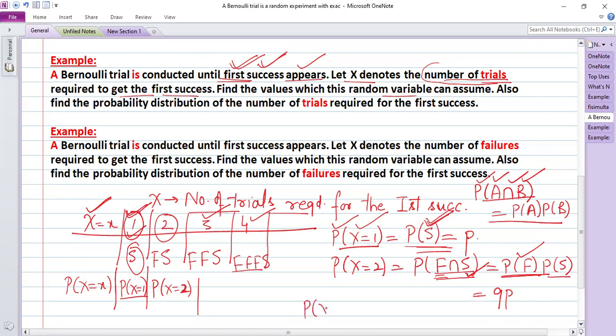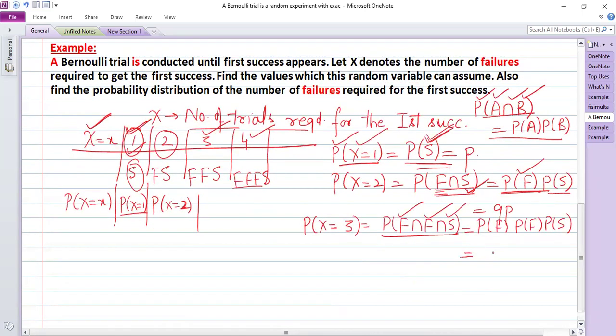Now, the probability of X equal to 3. So what is that? It is nothing but probability F and F and S. So what is this now? It is probability of F into probability of F into probability of S. Once again, we are applying the fact that the trials are independent for three events. And now this is Q, this is Q, this is Q. So Q into P, that is nothing but Q square P.